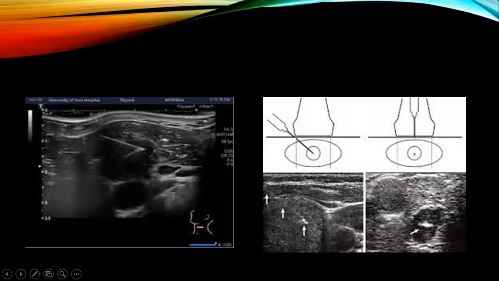So these are just some ultrasound images showing the parallel technique, so we can actually see the entire shaft of the needle as it penetrates our nodule. This is the same technique. This is just a pictorial diagram. And in the ultrasound image, we can see the entire shaft of the needle.